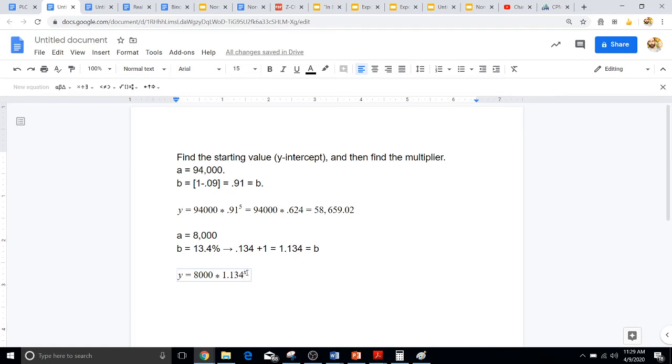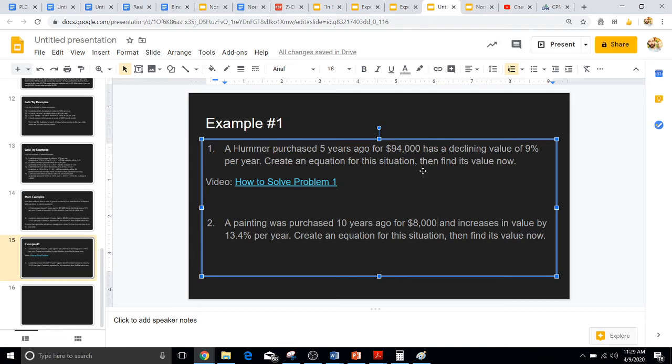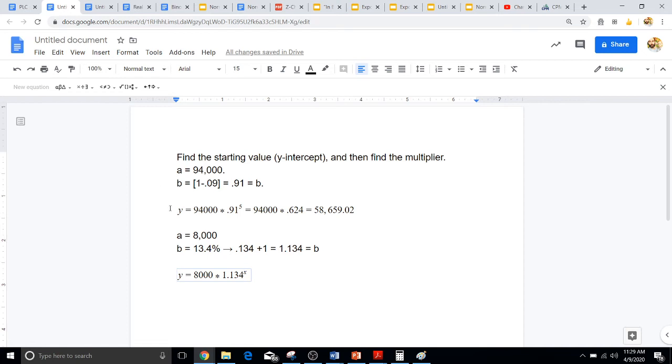The last thing we need is just something to plug into X. This is going to be the amount of time that passes. Let's go back to our example and find out what that is. It says a painting was purchased 10 years ago. Well, we know that 10 has to be our input, so we can take that 10 and plug it in for our X. Let's do so now.